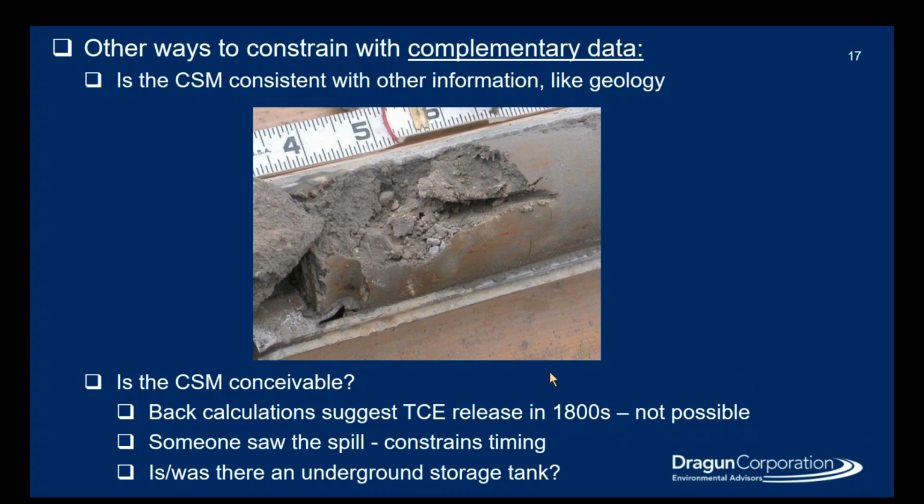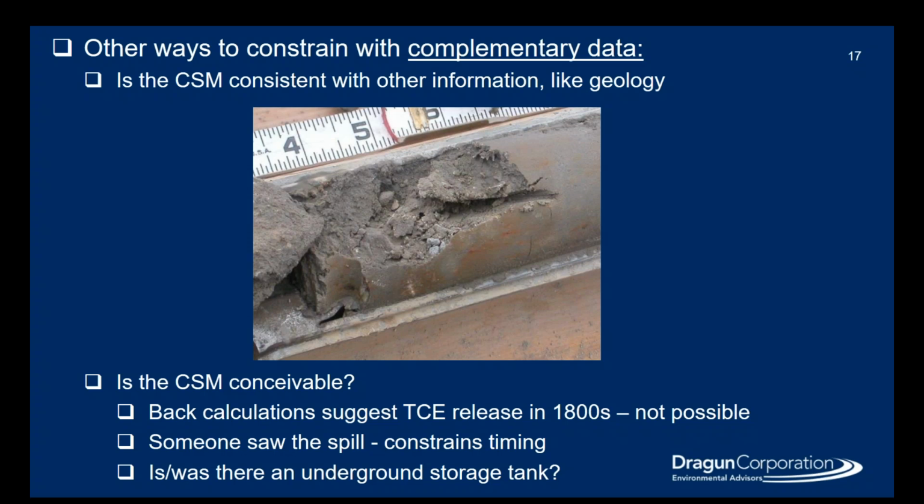Another thing that you can look at is, is the CSM even conceivable? And some examples of that, you could do back calculations that would give you an idea of whether your groundwater velocity made sense. For example, trichloroethylene, TCE. If you see that in groundwater and you try to calculate when it was released based on the length of your plume and the velocity of the TCE, and it comes out to be in the 1800s, you know that's not possible because TCE wasn't around in big quantities at that time.